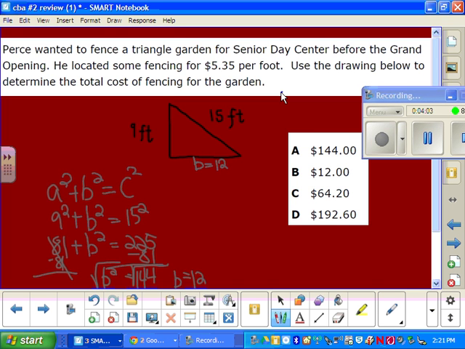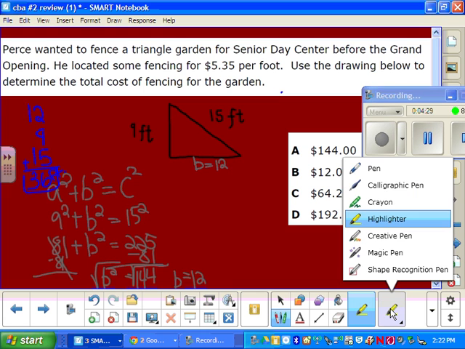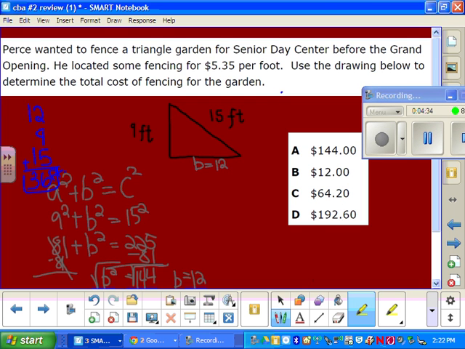So when we read the word fencing, we're looking for the perimeter. So I'm going to go ahead and add 9 plus 12 plus 15. That's going to give me 36 feet. Okay, but we're not done there yet. We're going to do 36 times $5.35 because $5.35 is the cost per foot. So we're going to do that number times 36.